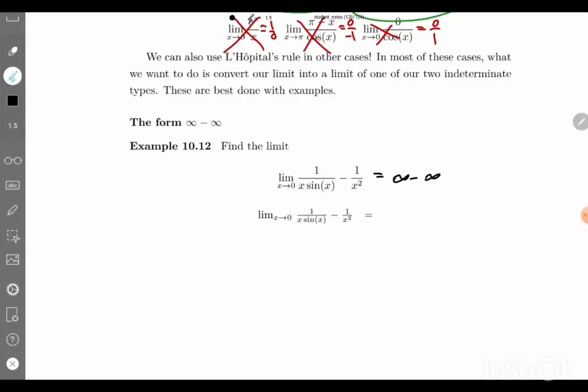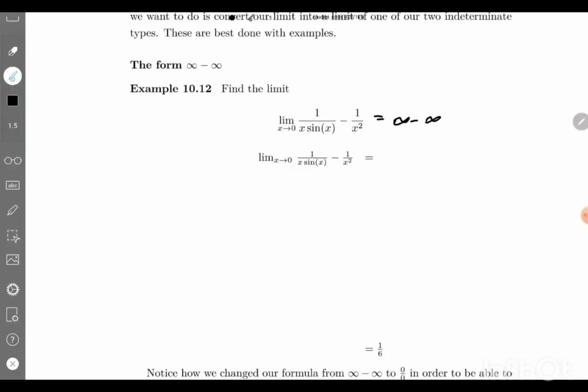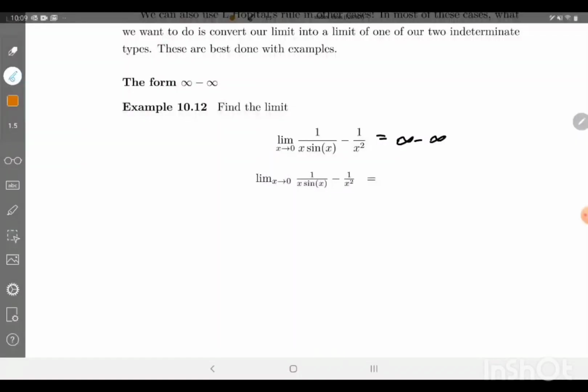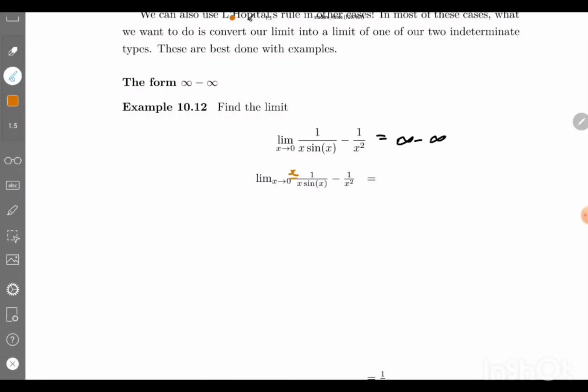So how do we make this look like either 0 over 0 or infinity over infinity? Those are fractions. We have a fraction minus a fraction, so let's merge the fractions together and see if that helps. Here we're going to try to get the two denominators the same. On the left, it looks like we're missing an x, so I'll multiply by x over x. On the right, I'm missing a sine of x, so I'll multiply by sine x over sine x.